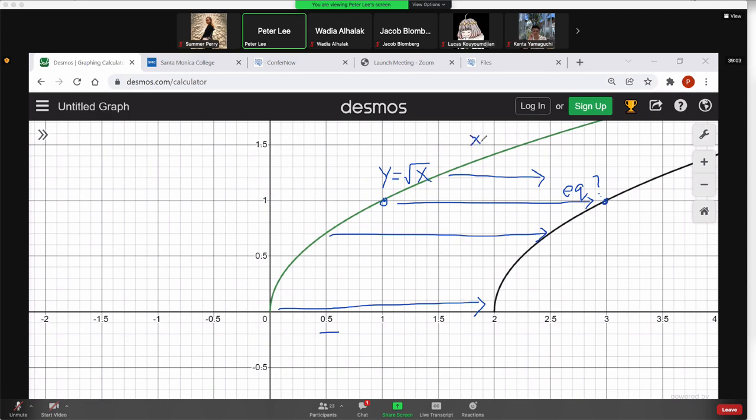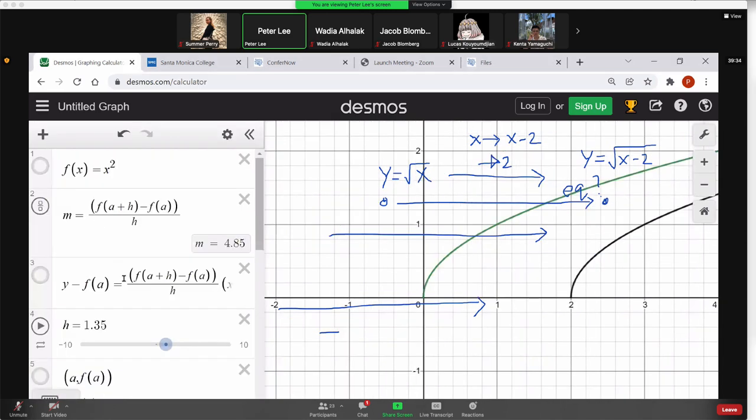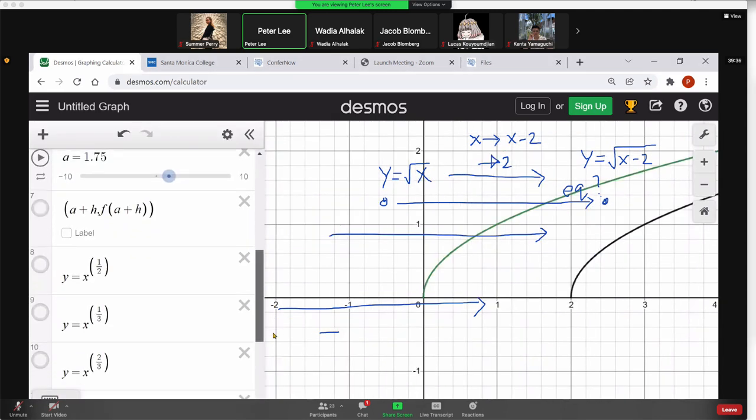If you replace every x by x minus 2, what does the graph look like? The graph will get shifted 2 to the right. And this is therefore y equals; the equation will be square root of x minus 2. Of course, I can use this one too.